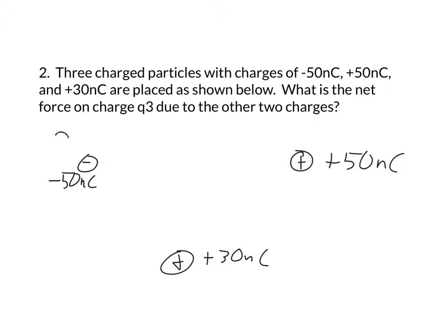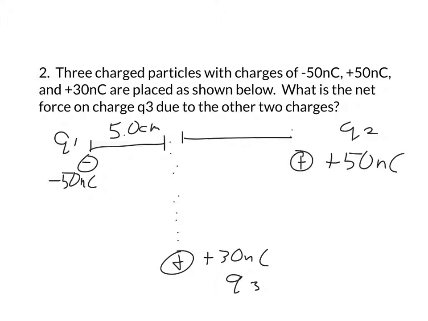We'll call this guy Q1, this guy Q2, this guy Q3. And we're going to make a dashed line here to pretend it goes straight up. The distance between here is 5 centimeters. The distance here is also 5 centimeters, so this is not drawn to scale, you can already tell. And the distance here is 5 centimeters.